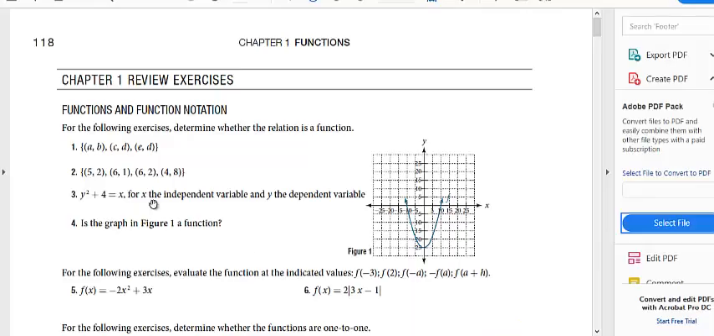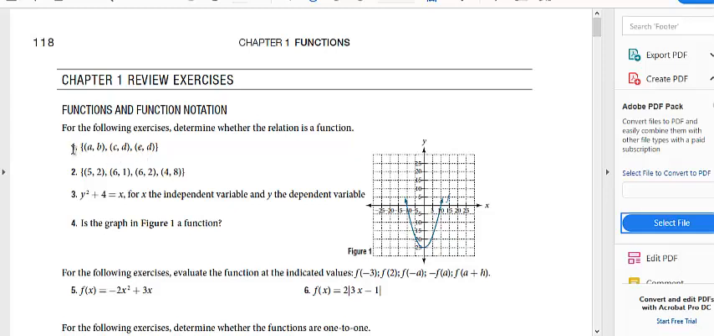Okay, so here's a video going through the study guide. First part says do problems 1, 2, 4, 9, and 11. So the first one is talking about functions and function notations. And the idea here is functions are relationships where for each x value there's only one y value.